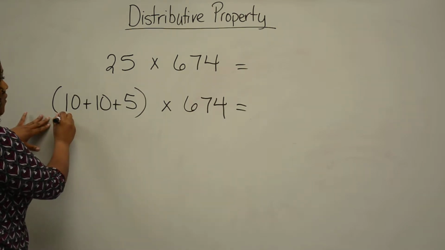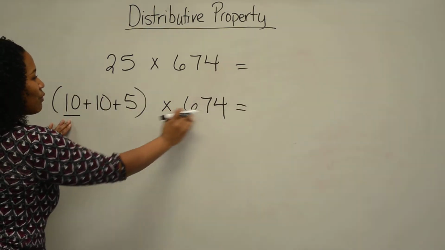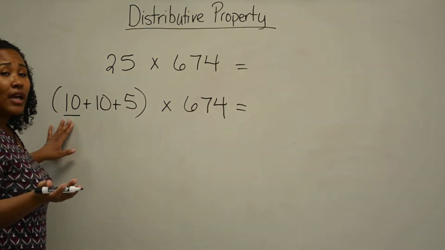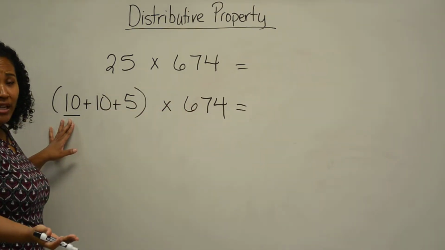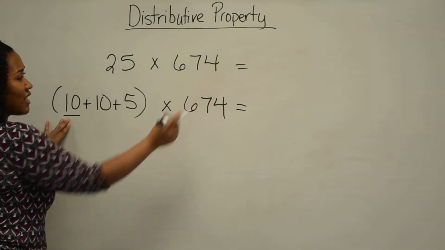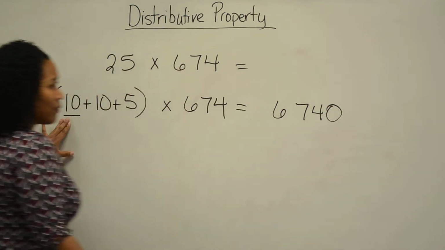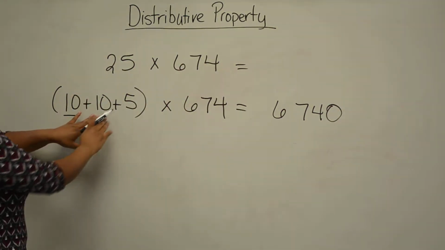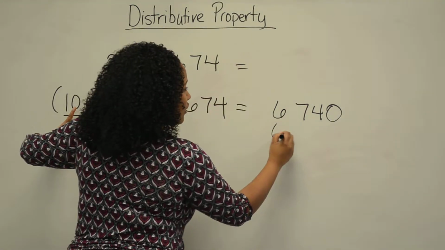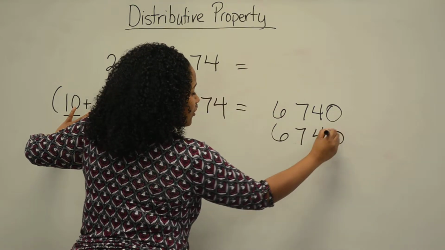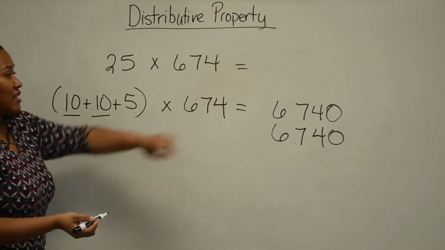So I'm going to start off with the very first 10. The first 10 within the parentheses, I'm going to multiply it by 674. Remember, anytime you multiply by 10, it's the exact same number plus an additional 0 at the end. So 10 times 674 is 6,740. Okay, so we've used this one. Let's do the next 10. 10 times 674 is also 6,740. We've done that one. And now let's do 5 times 674.